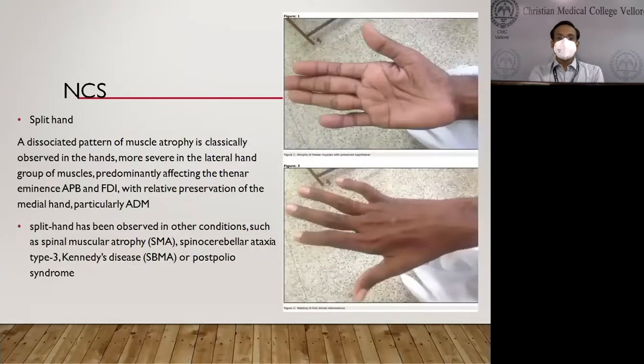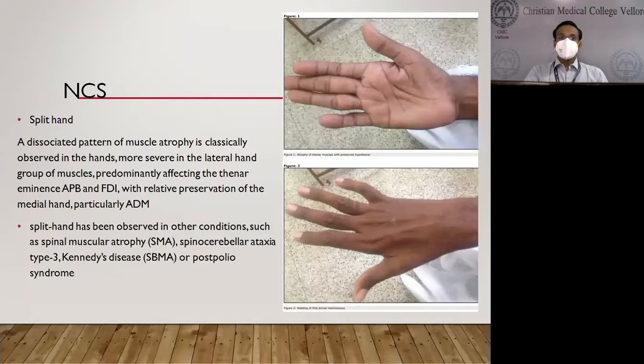Certain unique things that we can see in ALS are these kinds of split hands, where, as you can see in this patient, the thenar muscles are wasted and the FDI, other interossei also wasted, but the hypothenar, the ADQ, is relatively spared as compared to the thenar muscles. Though they are from the same myotome, C8-T1 supply, there is this laterality where the lateral aspect of the hand, the APB and the FDI, seems to be more affected. That is a phenomenon that sometimes we are able to see in ALS, which is called split hand syndrome.